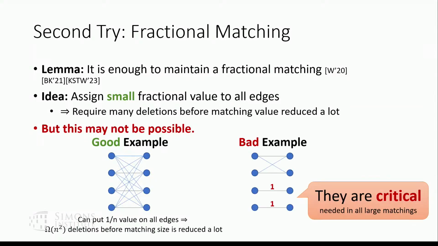Consider this graph where you basically have something that looks like a clique up here, but then just a few individual matching edges. You have to put value 1 on these edges in any maximum matching. These edges have to be important.